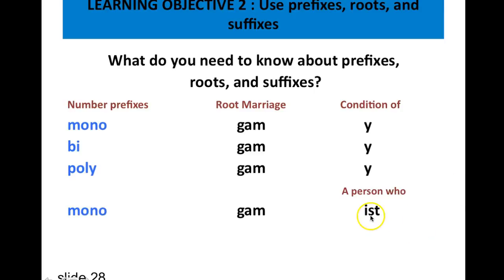So if we change the suffix at the end of the word to ist, ist when added to the end of a word means a person who. So a monogamist is a person who practices marriage to one person. And a bigamist, a person who practices marriage to two people, as well as a polygamist who practices marriage to multiple people.